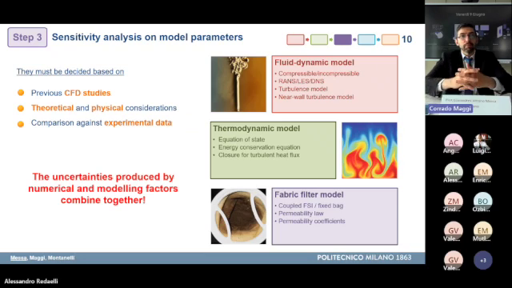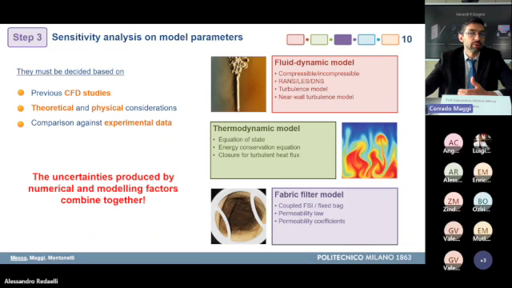Then, step number 3 concerns the analysis of the impact of the modeling sources of uncertainty. As I said before, before being numerically discretized, the fluid dynamic equations must be manipulated and approximated, because otherwise they are not solved because of the high computational cost. And so the users must make some modeling choices, and these modeling choices relate to the fluid dynamic model, to the thermodynamic model, and to the fabric filter bed model.